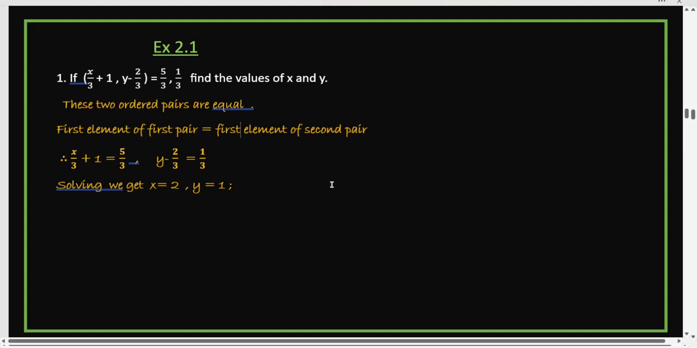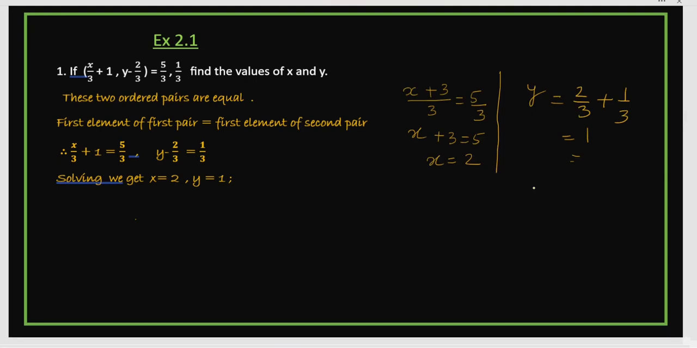It's a simple solution. I will show it. I solved it here for you. x plus 3 by 3 equals 5 by 3, so x plus 3 equals 5 and x equals 2. The denominator cancels. y equals 2 by 3 plus 1 by 3. Take this 2 by 3 to the other side. You will get 1. 2 by 3 plus 1 by 3 equals 1. So that is the solution. We'll move to the next question. Pretty easy, right?